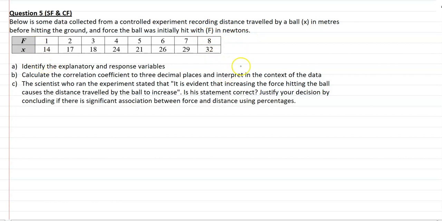Your job is to, from that data, identify your explanatory and response variables, calculate the correlation coefficient to 3 decimal places, and interpret this in the context of the data. And the complex familiar part is C, where the scientists who ran the experiment stated it's evident that increasing the force hitting the ball causes the distance travelled by the ball to increase. Is his statement correct? Justify your decision by concluding if there's a significant association between force and distance using percentages. Again, have a go at the question and we'll check in with a sample answer from me.